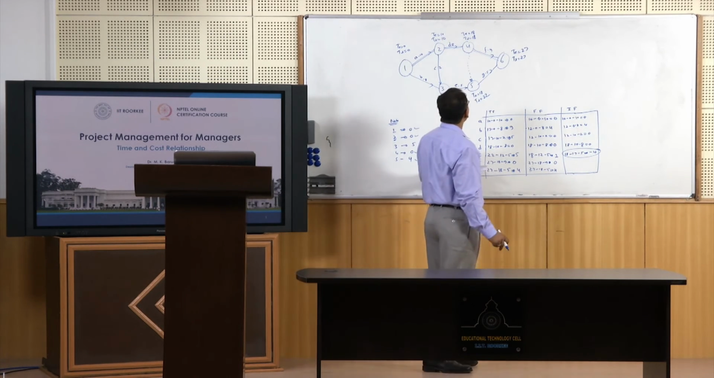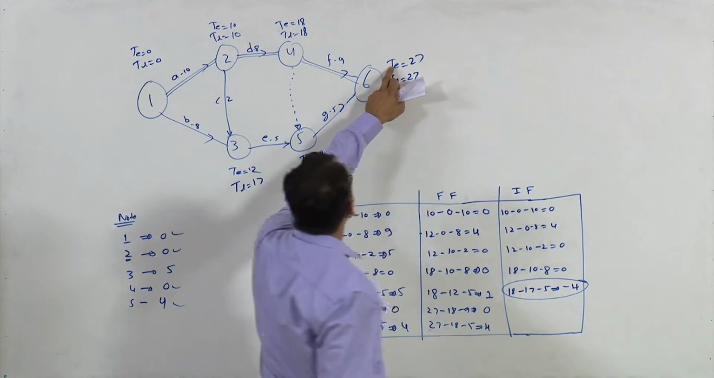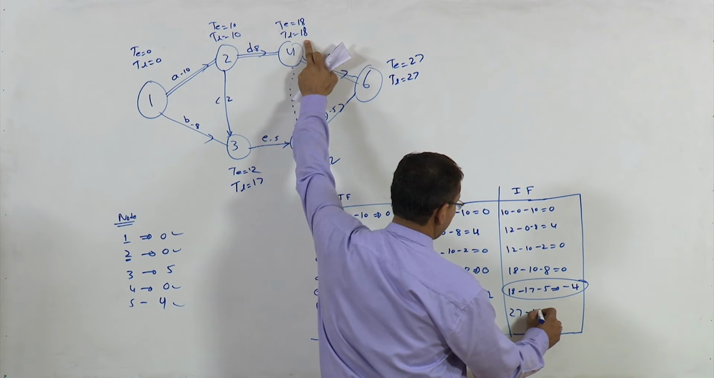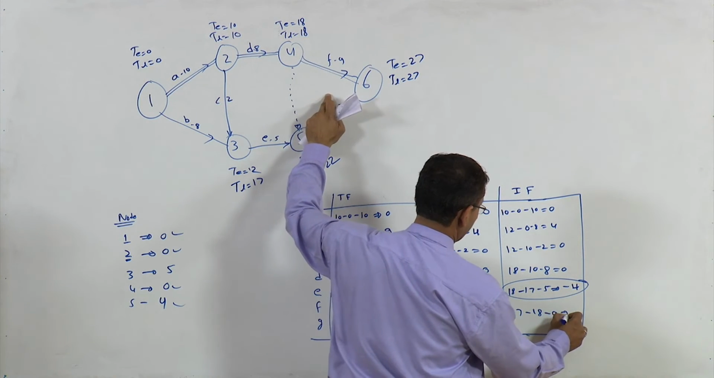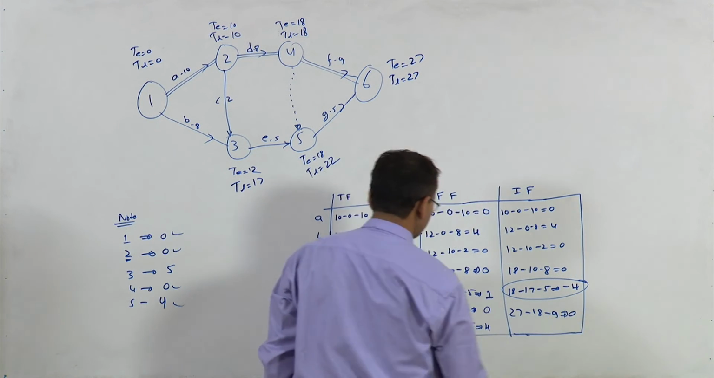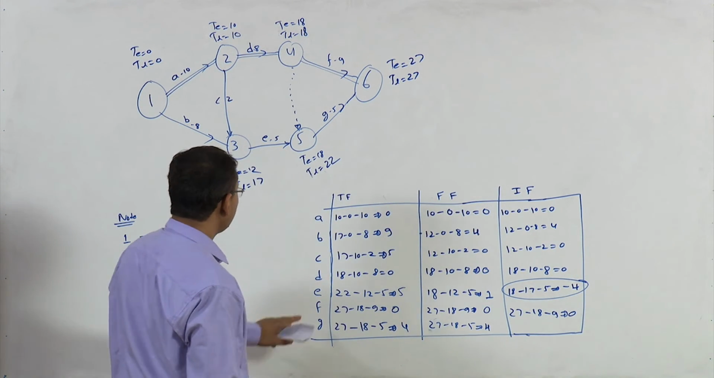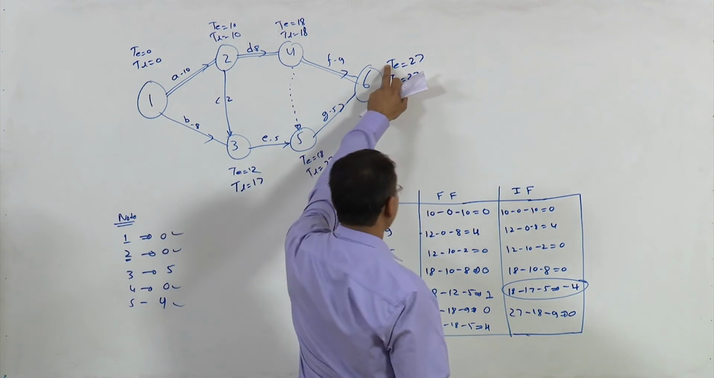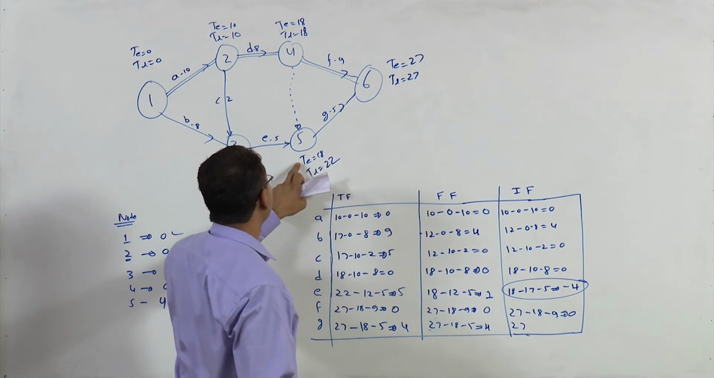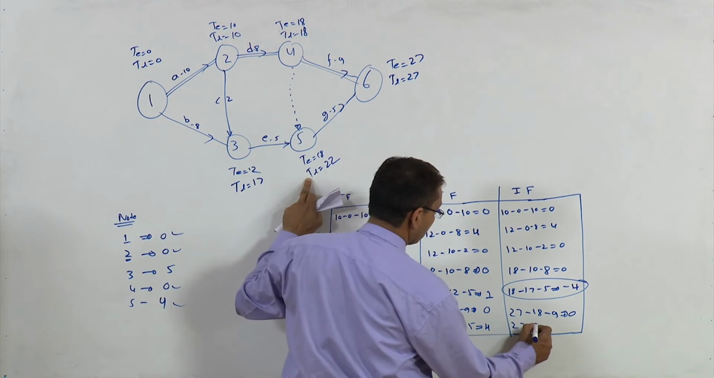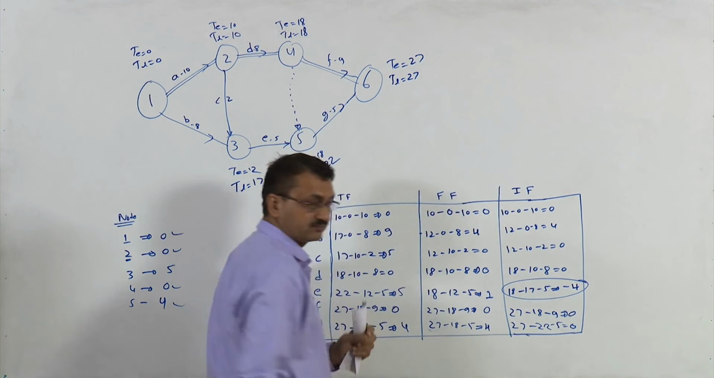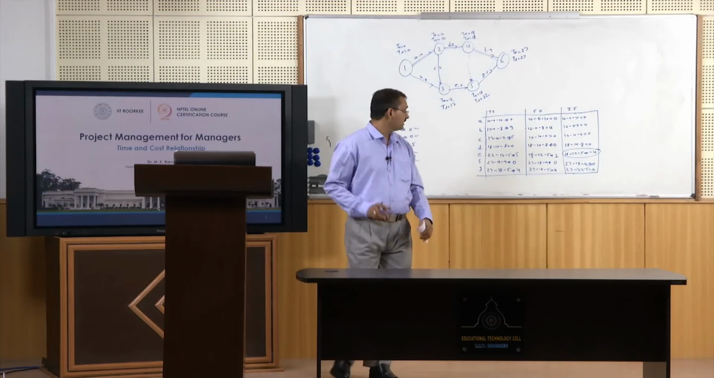For activity F, TE minus TL is 27 minus 18 minus 9, this is 0. And finally G, TE minus TL, 27 minus 22 minus 5, so this is also 0. So in this way you can calculate all the floats.